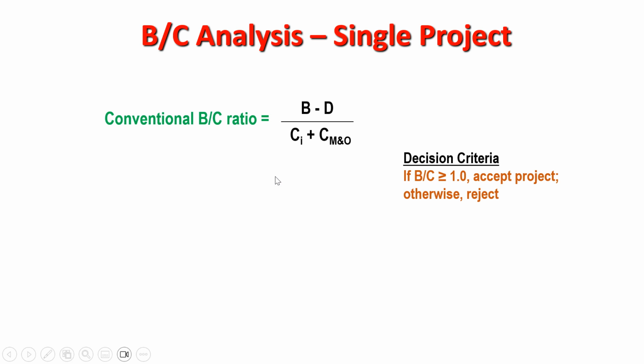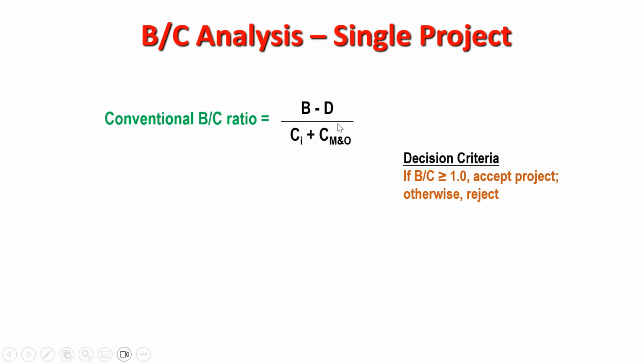I told you earlier that if the benefits outweigh the costs, then you should accept a project. And that's the decision criteria for this benefit cost analysis. We say if the ratio is greater than or equal to 1. So look at what is in that ratio. It's saying the benefits minus the disbenefits are in the numerator, and then the denominator are the costs, both the initial construction costs plus the maintenance and operation costs.